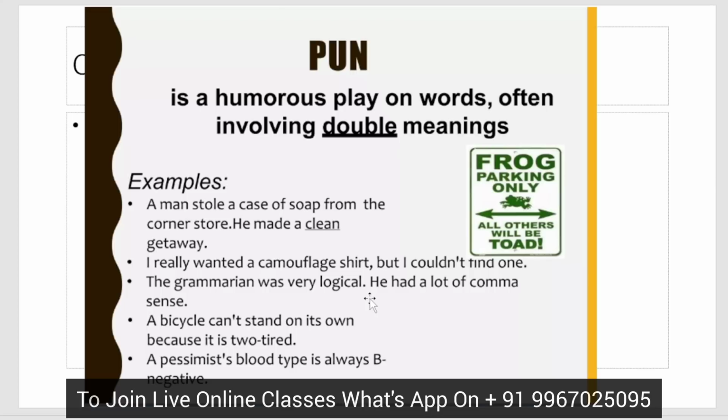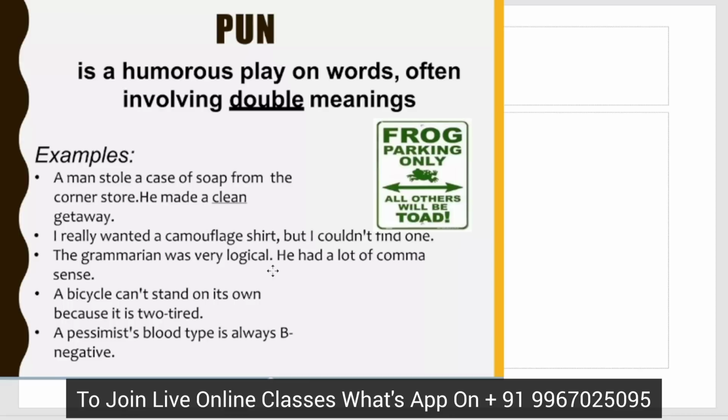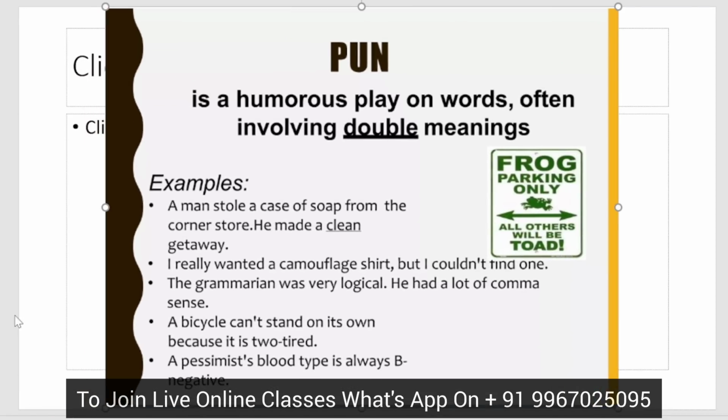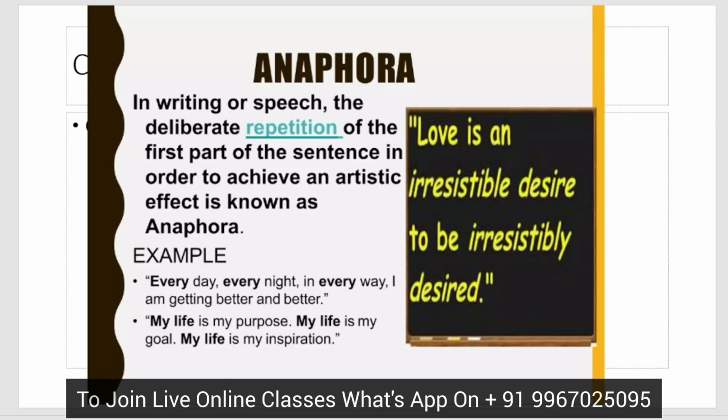I really wanted a camouflage shirt, but I couldn't find one. The grammarian was very logical. He had a lot of comma sense. A bicycle can't stand on its own because it's too tired. It's playing with the word. The pessimist's blood type is always B negative. So that's a pun. If you start using puns in your sentences, definitely you are doing a good job in writing, because to write a pun takes a lot of brain.